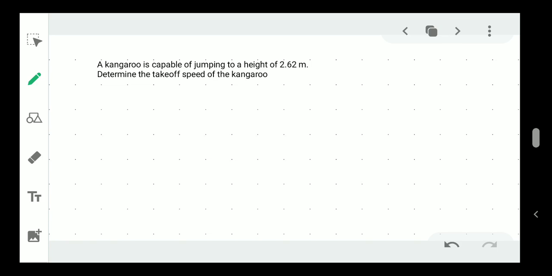A kangaroo is capable of jumping to a height of this much. Determine the takeoff speed of the kangaroo.